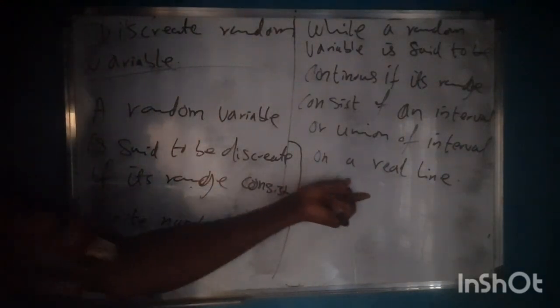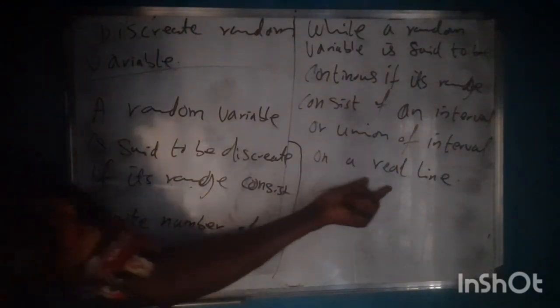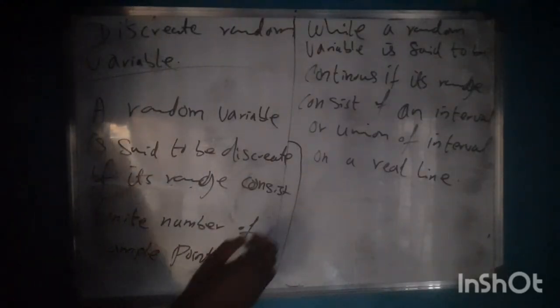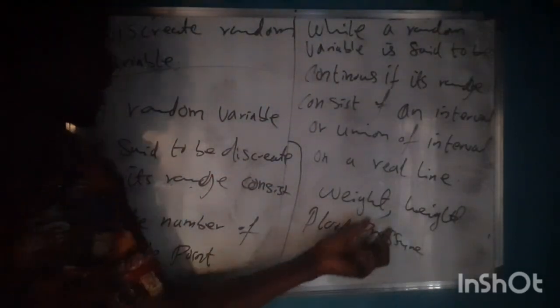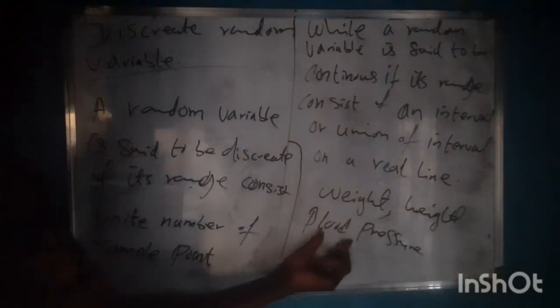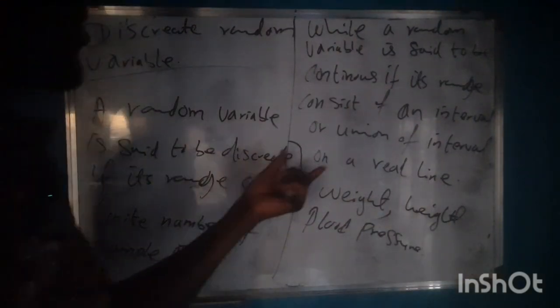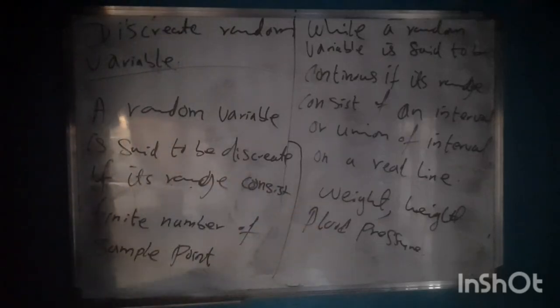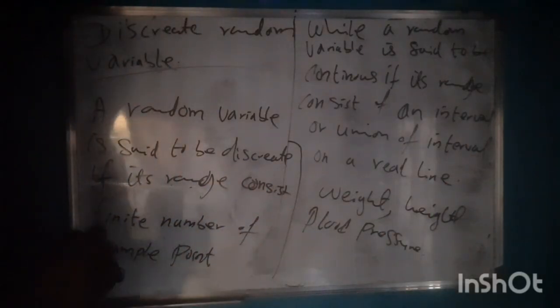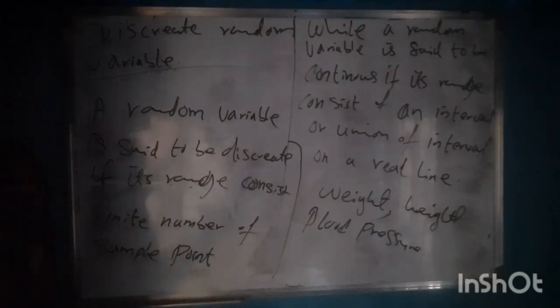For a continuous random variable, we can find it in an experiment that involves measurement, like weight, height, blood pressure, etc. These are experiments where we can find a continuous random variable. And for discrete, we can find it when a die is tossed, when a coin is tossed, and so many others. Okay?